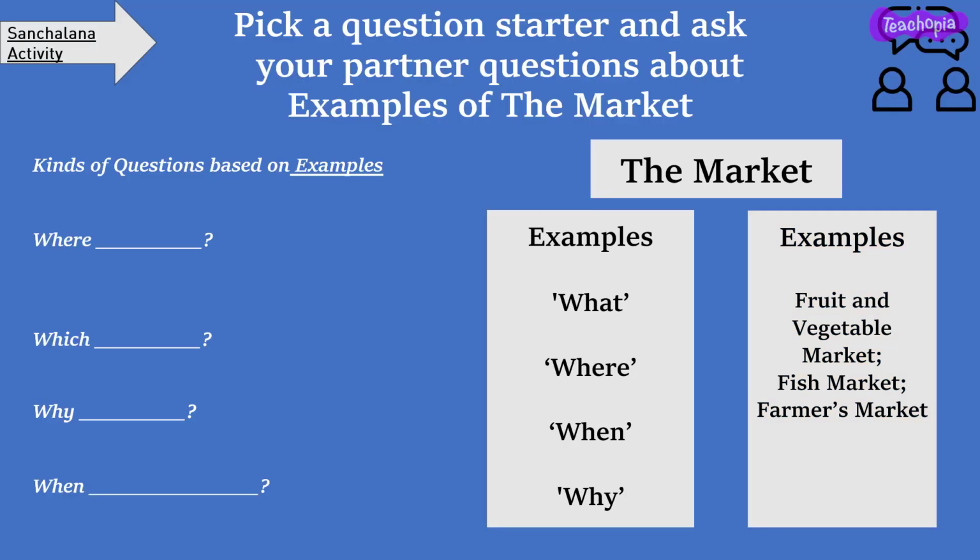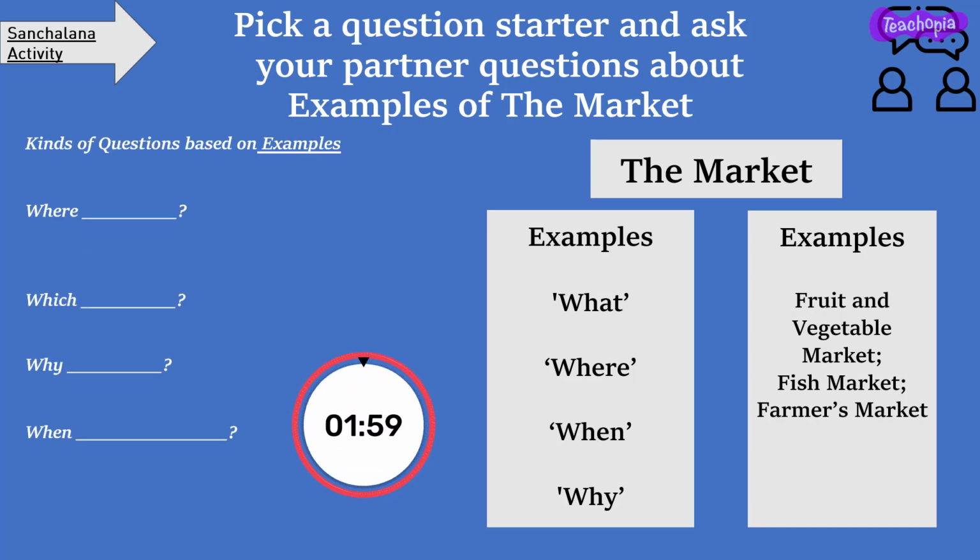Now to our final Sanchalana activity. In this activity, the teachers must pick a question starter and ask their partner questions about examples of the market. If the topic is the market, then using the question starters what, where, when, and why, they would be given 2 minutes of time to come up with questions based on examples.